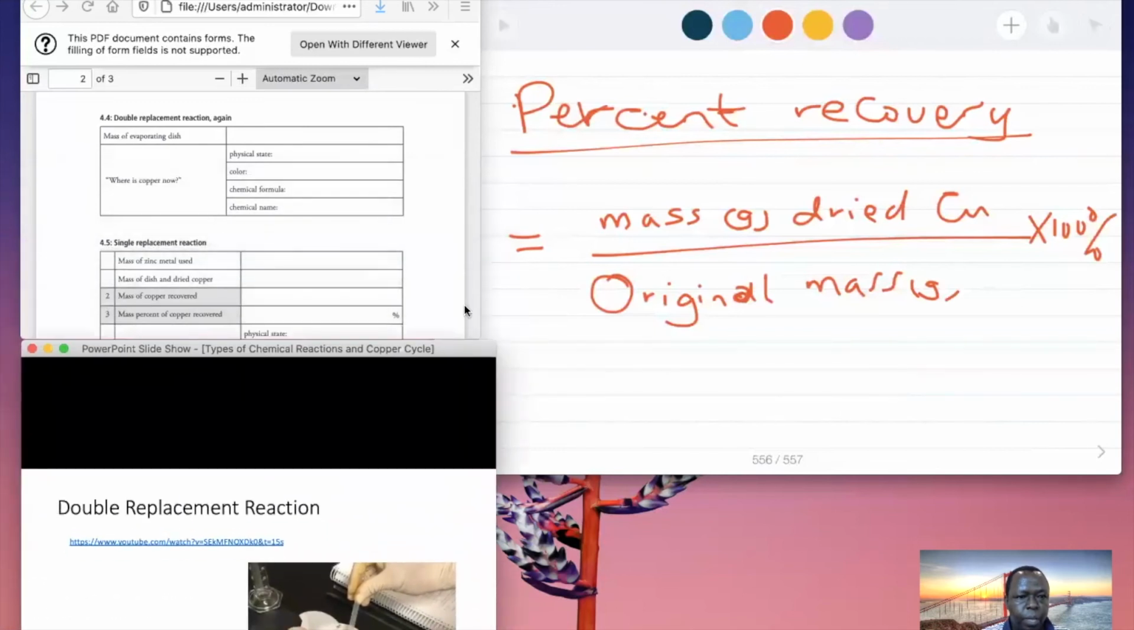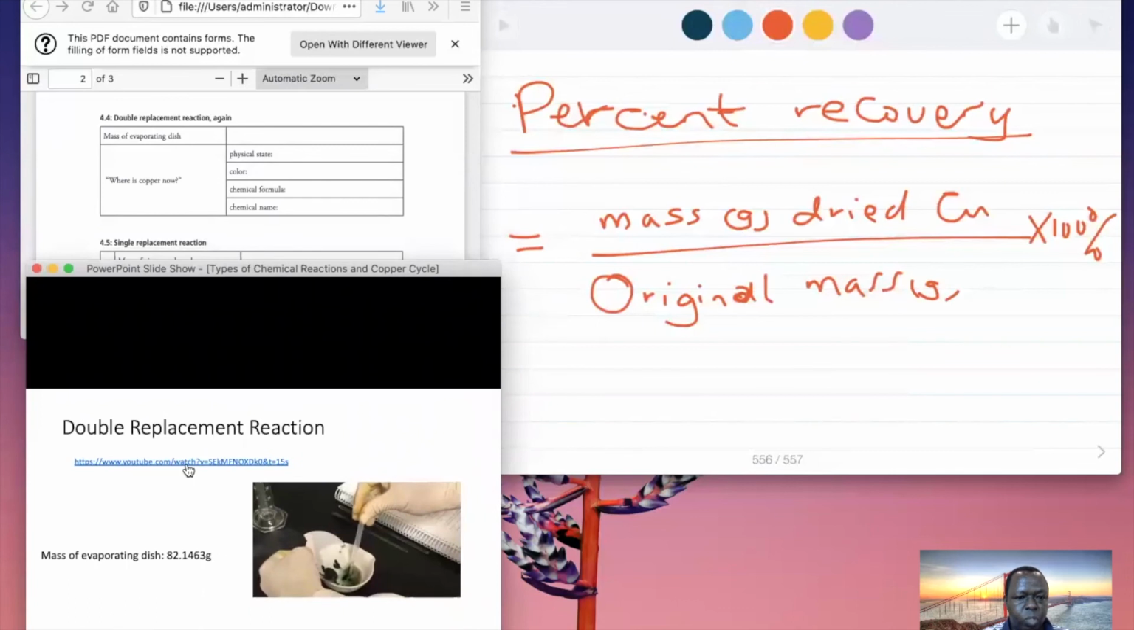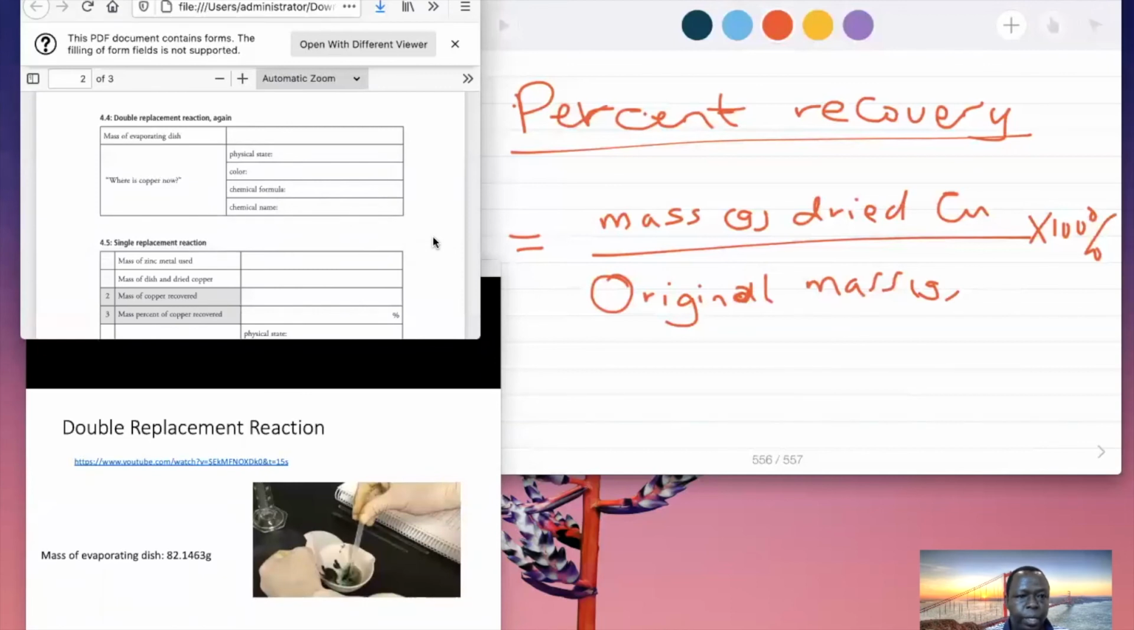Double replacement reaction, this is the demonstration. You have to pay attention to what he's talking about, the color of the solution, all right? Once you have all the sulfuric acid in here, what is the color of the solution? What is the chemical formula? You'll indicate that. Mass of the evaporating dish, all right? You've got to place that at the top right here.